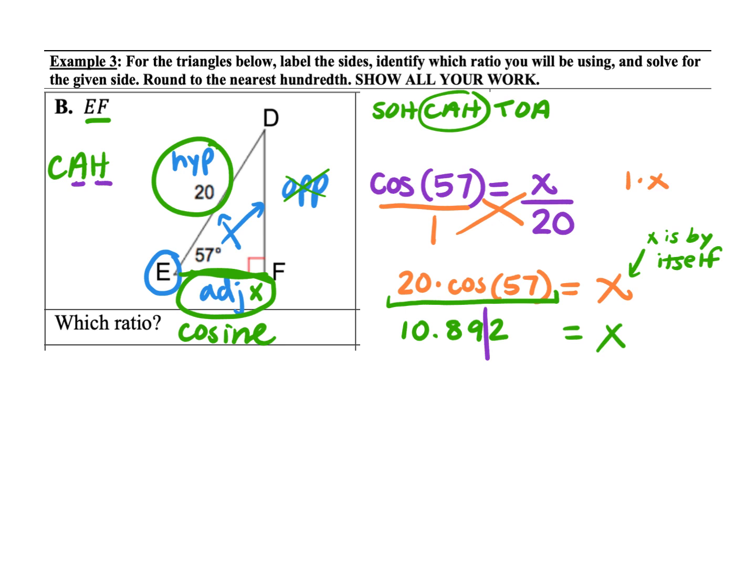Let's round it to 2 decimal places. So the 2 here makes it round down, which means it stays the same. So we'll just go 10.89. And then let's go back to, it was asking for side EF. We just replaced it with an X to make it easier in our calculations. But for my final answer, I'm going to go back to EF equals 10.89.